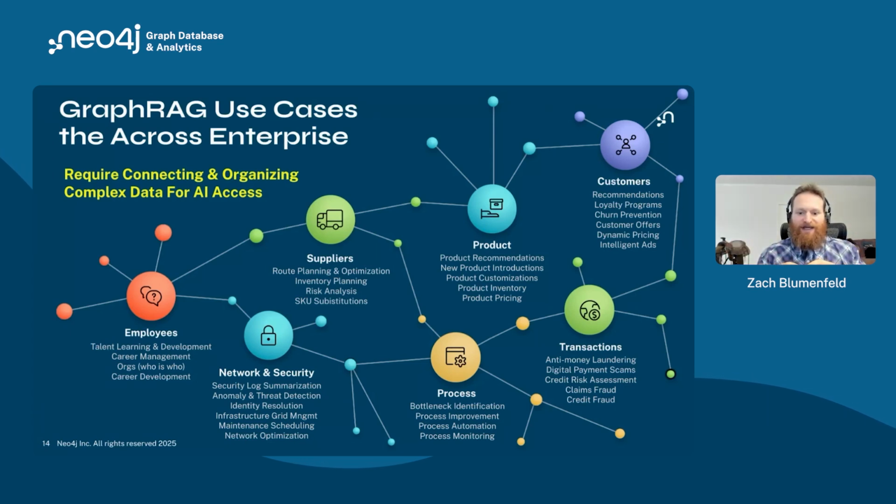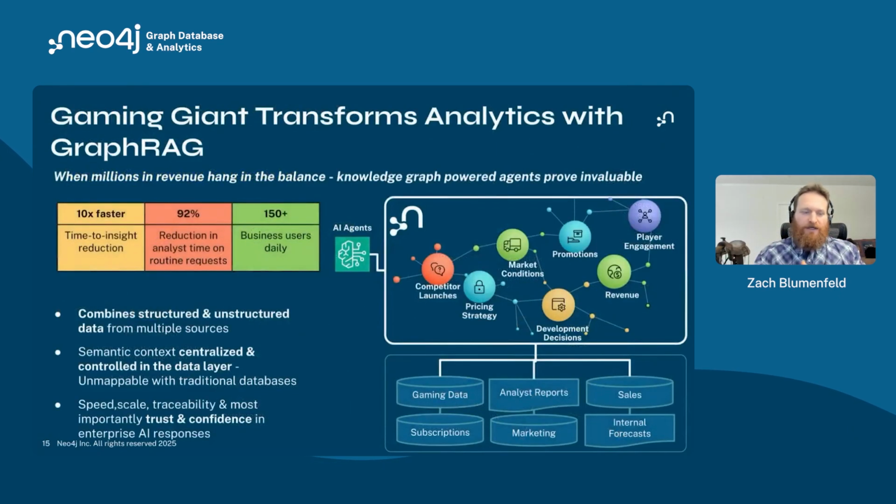If you want to use AI to help with things like inventory planning or doing SKU substitutions and things of that nature, we see use cases in network and security, everything from infrastructure, grid management, and maintenance scheduling, to helping with security log summarization, anomaly and threat detection, helping people in the employee space with career planning and management, understanding their org structure, different roles that are available, all these sorts of things. And just a couple examples of this that I'll walk through.